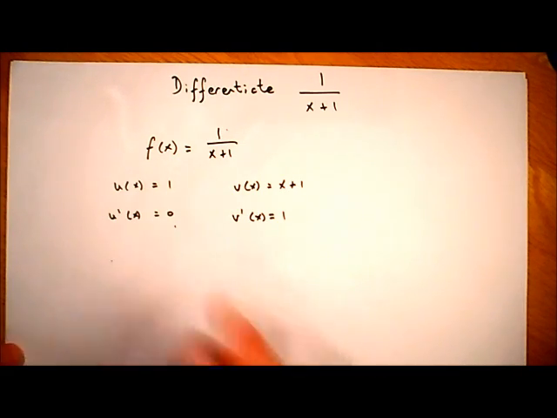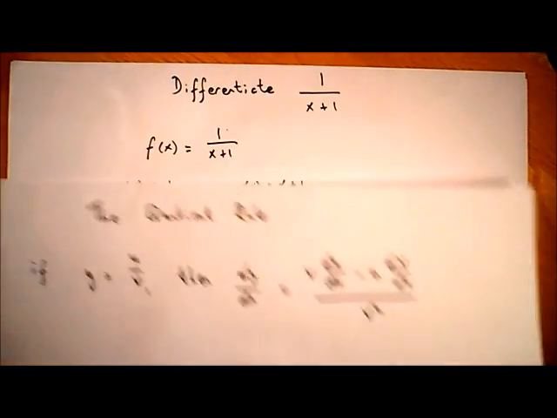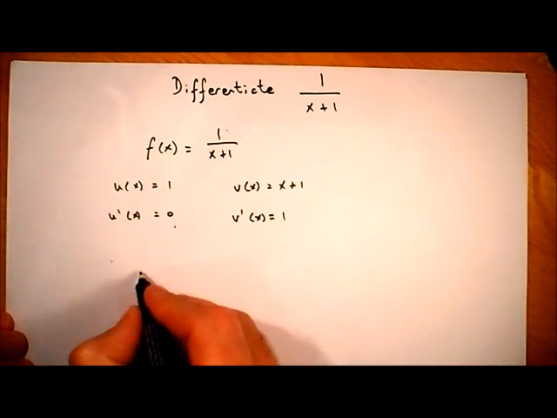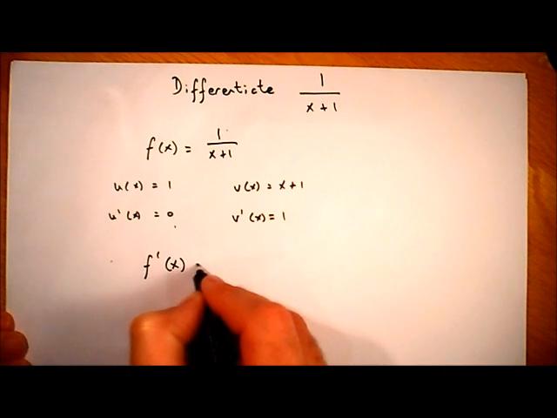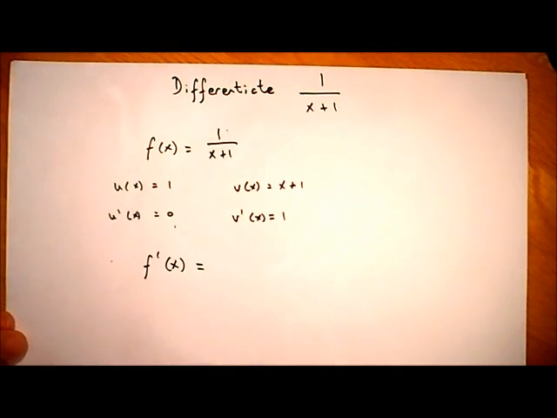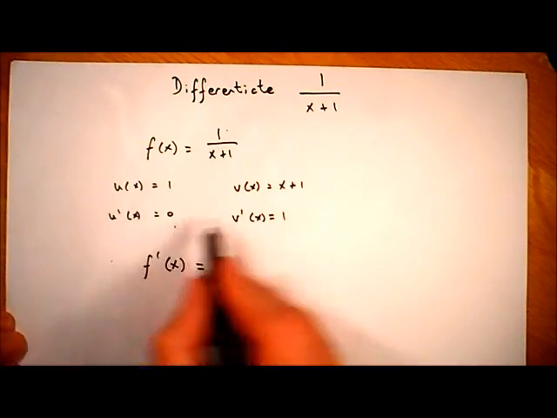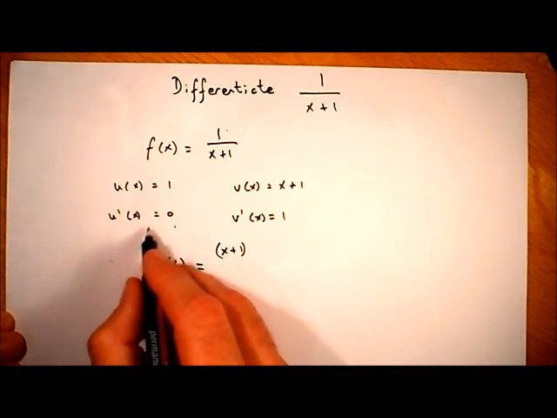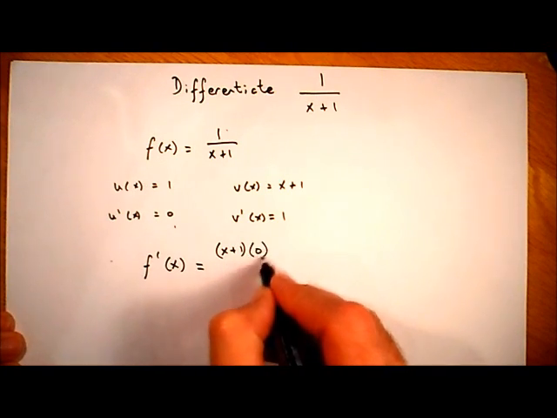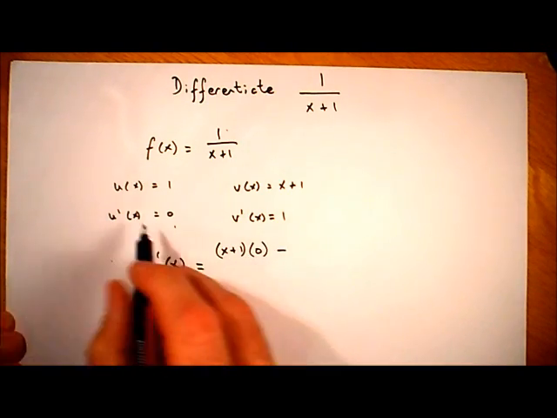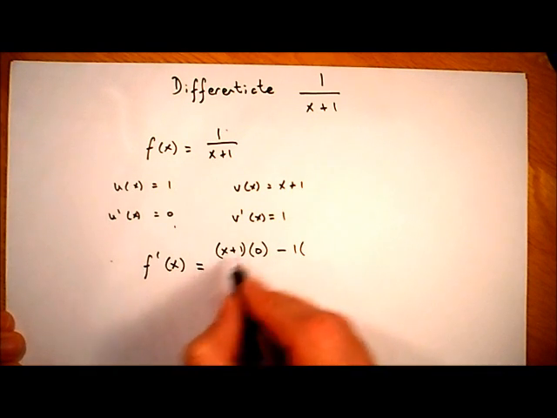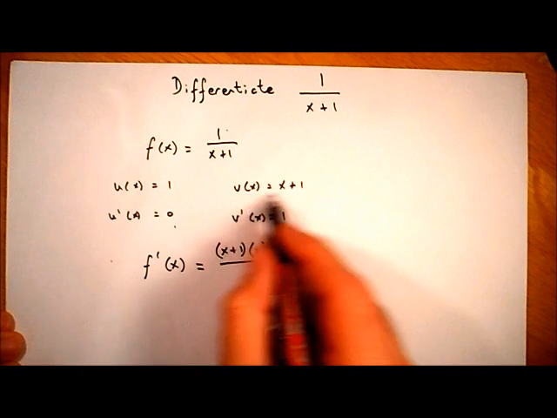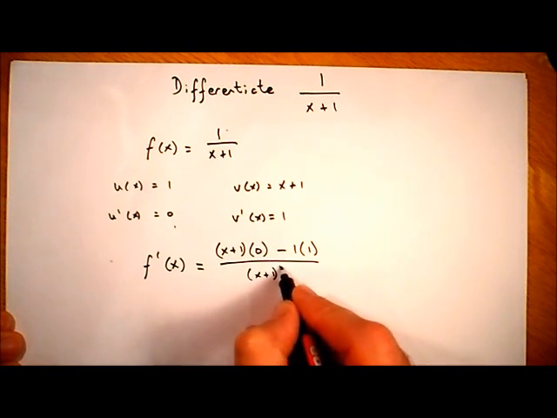So then by the function, or the quotient rule, this rule here, we're going to get f dash of x, so f dash x, which is what we're looking for, this function differentiated, is v of x, so x plus 1, times u dash x, so times 0, so that's going to give us 0 when we multiply it, minus u of x, so 1, times v dash x, so times 1, all over v of x, x plus 1, all to be squared.